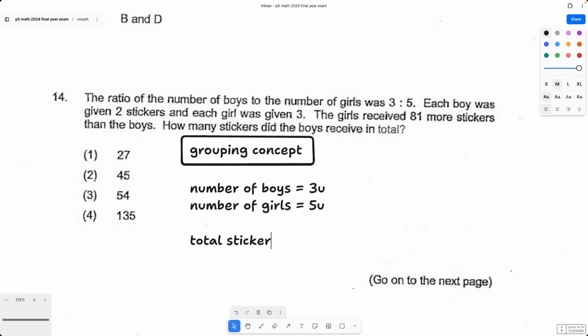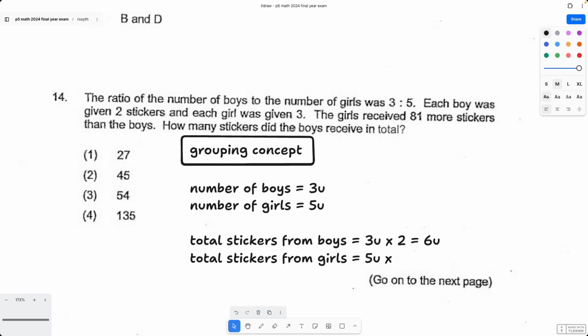Total stickers from boys is equal to 3 units times 2. This will give us 6 units. And then total stickers from girls, in this case over here, it is 5 units times 3. This will give us 15 units.